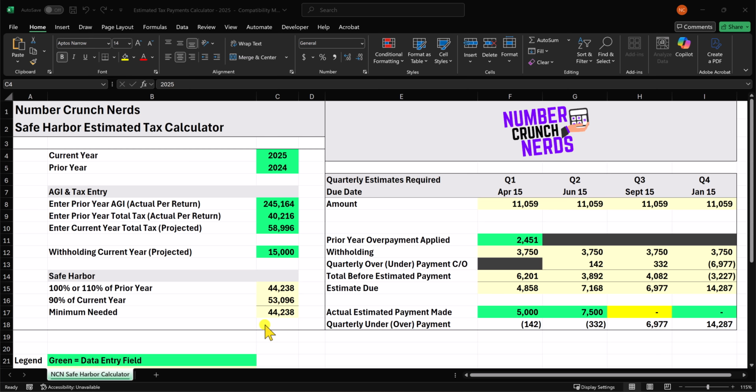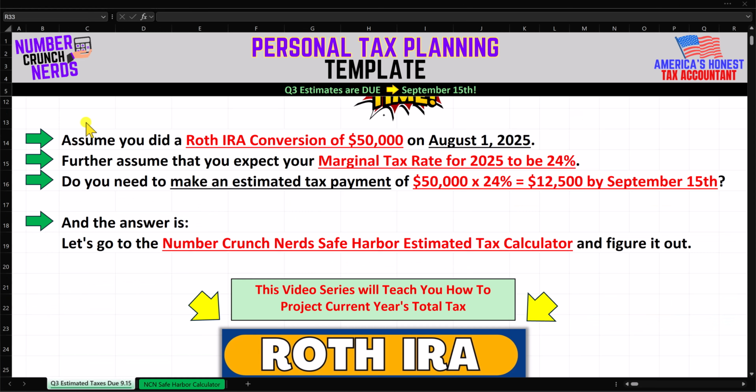Okay, now before we continue along within the calculator, let's do a quick concept check. The minimum safe harbor right here, this 44,238, that is ultimately based on a prior year number, 110% of the prior year tax. So going back here to this original fact pattern, I said assume you did a Roth IRA conversion of $50,000 on August 1st, 2025. Just based on that statement alone, let me ask you this question. Does this statement matter based on what we are seeing in the safe harbor calculator so far?